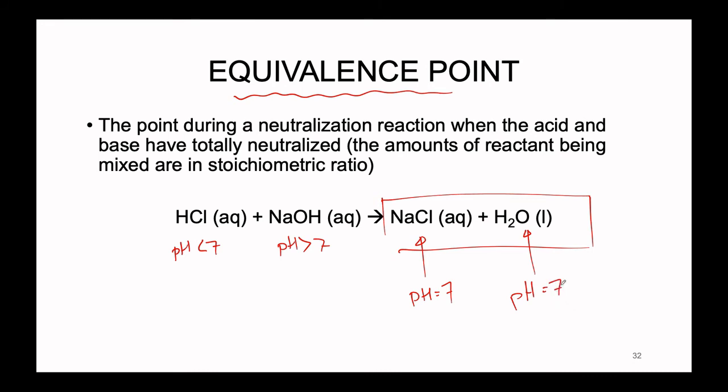So what this definition means, that I just totally skipped over reading, is that the equivalence point is defined as the point during the neutralization reaction when your acid and your base have totally neutralized each other. They have completely reacted. They are in perfect stoichiometric ratio, right? So the amounts of reactant being mixed are in perfect stoichiometric ratio. In other words, if you mix a 1-to-1 of hydrochloric acid and sodium hydroxide, you're going to go from two independent solutions that were not pH neutral and generate something that is pH neutral at the equivalence point, at the point where you have an equivalent amount of your HCl and your sodium hydroxide.